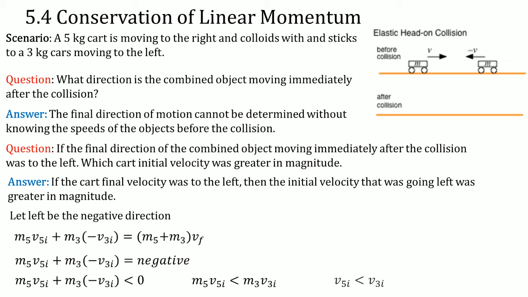Now you can see that if the mass is, just ignore the mass, right? You can just divide the mass out. Notice that the velocity of 5i is less than the velocity of v3i. So this proves to you that the cart's final velocity was to the left. That means the initial velocity that was going left was the one that was greatest. There you go.